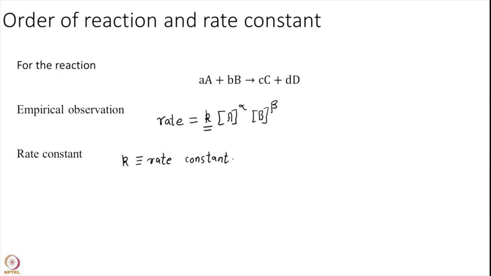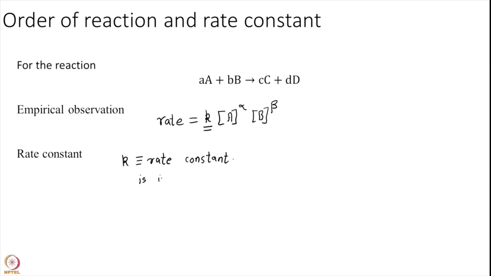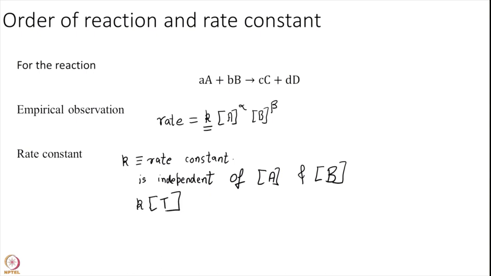Another important thing to note, which is often missed by many students, is that this rate constant is independent of the concentration of A and the concentration of B. That is by definition. k is simply a number, but it does depend on temperature. k does depend on temperature. So we will be looking in this course specifically at how to calculate this k as a function of temperature.